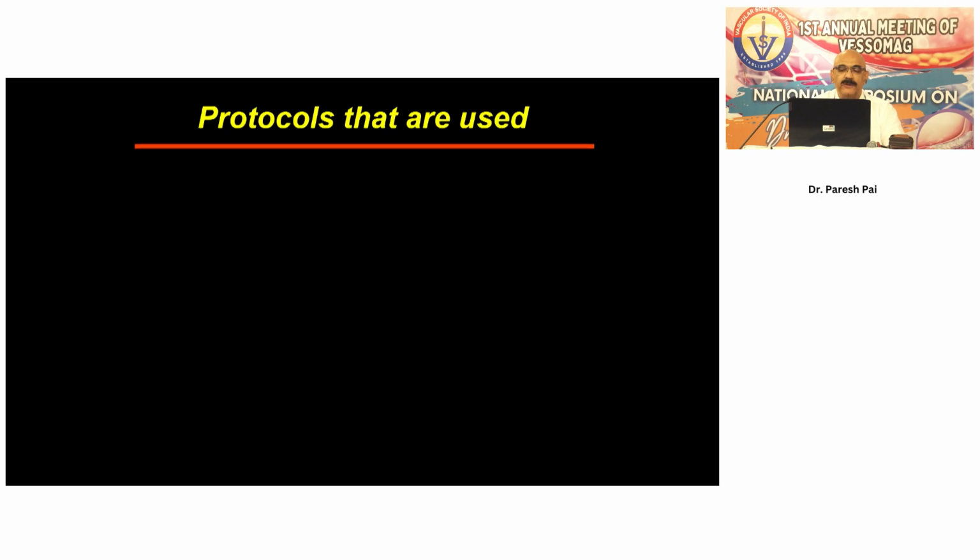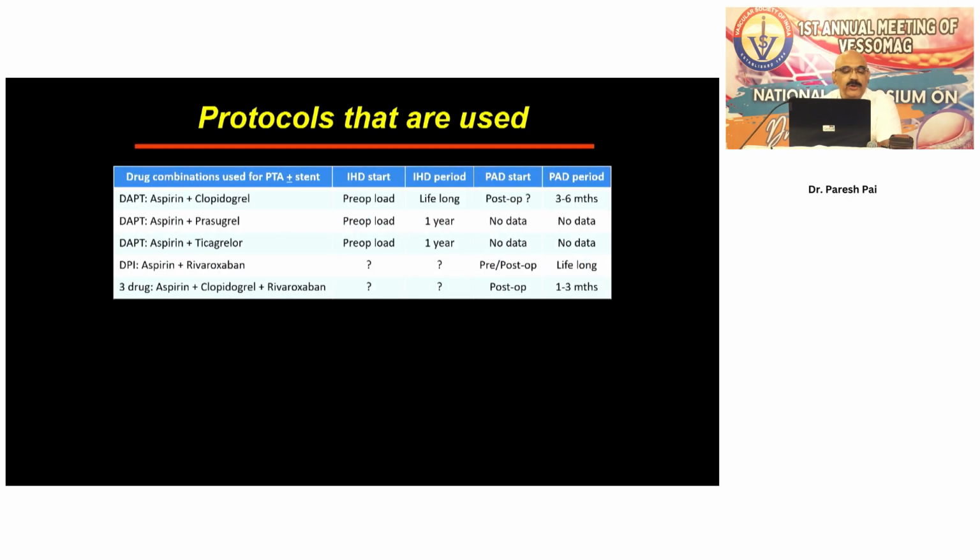So what are the protocols that are used? One option, and this is mainly for coronaries, we'll compare both ischemic heart disease as well as PAD, is DAPT, aspirin with clopidogrel. Generally the cardiologists tend to preload before they do any of these procedures so that you have that protection, primarily because most of them are using drug-eluting stents. So preloading is an important part, and most of them will continue dual platelets for a longer period. Post-op in PAD, we usually start it post-op, and we can give it for 3 to 6 months.